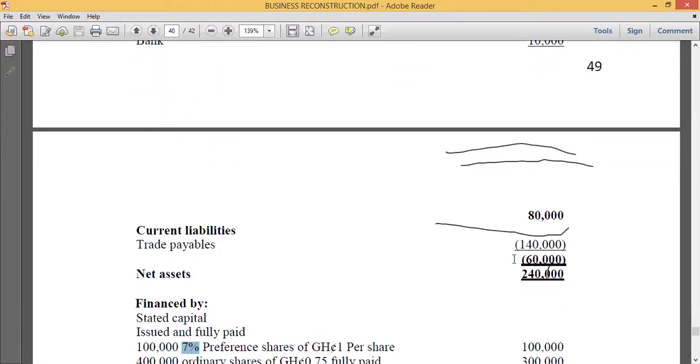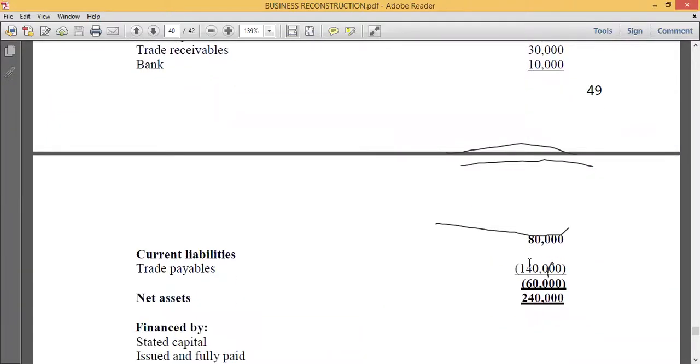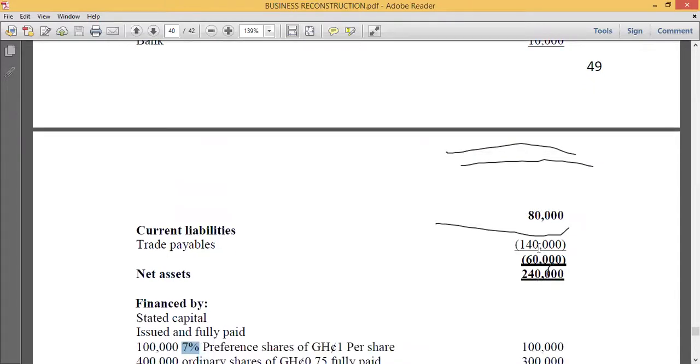The value is 80,000? Or is it 140,000? Yeah, that's the 140,000, good. The trade payable, that's the creditors, the 140,000, good.